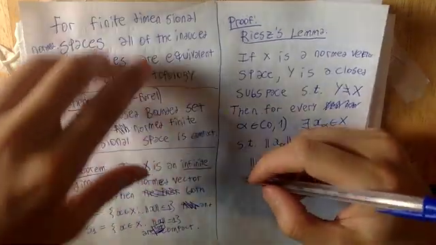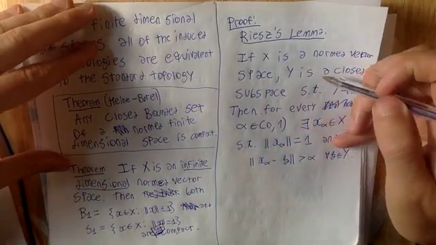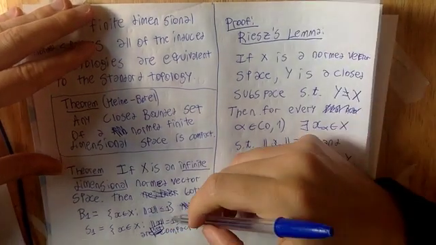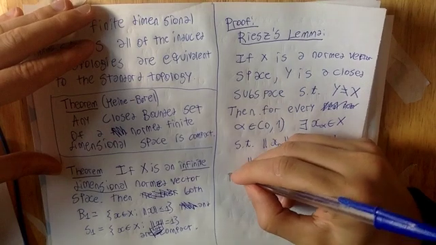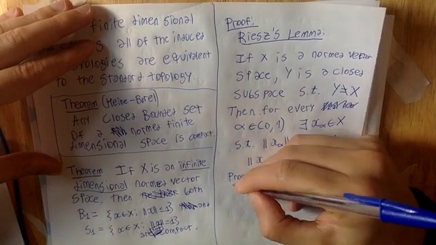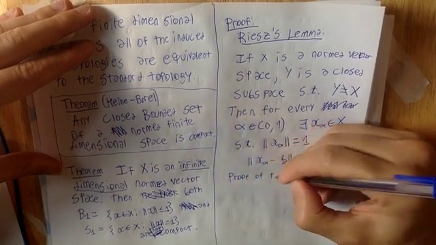Okay, so let's try to do the proof of this. Then after we do the proof of this, the proof of the theorem will be simple. Okay, so let's do the proof of the lemma. Proof of the lemma.